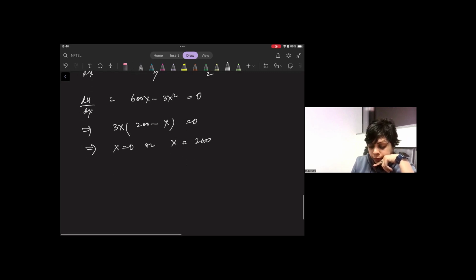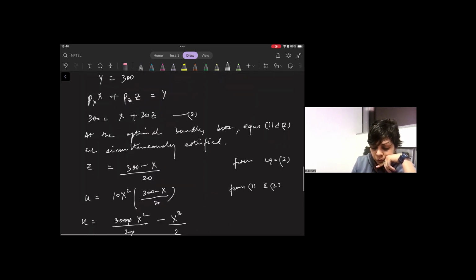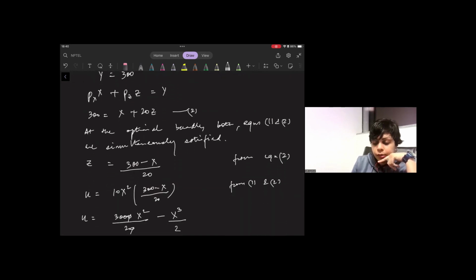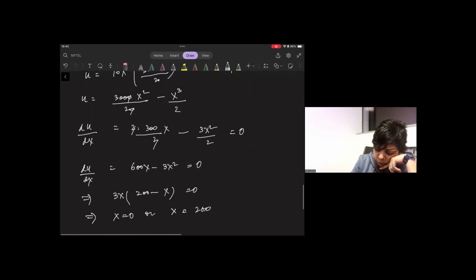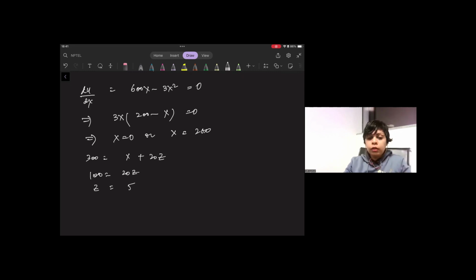Right, now you know the value of x. You can solve for z from the budget constraint equation, right? 300 is equal to x plus 20z. We know x is 200, so 100 is equal to 20z. z is equal to 5.